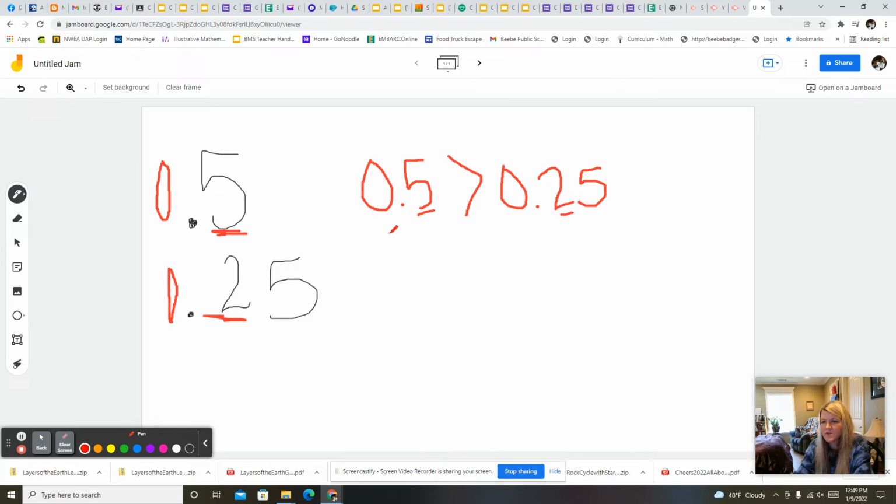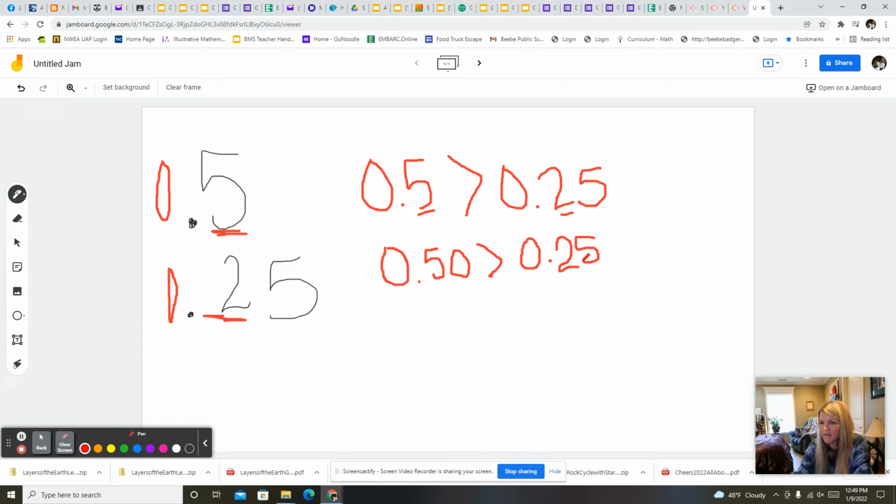And if you wanted to compare the same place values, I could show that I don't have any hundredths with my 5/10 and make an equivalent amount of 50 hundredths. And so that's kind of easier to see that 50 hundredths is greater than 25 hundredths.